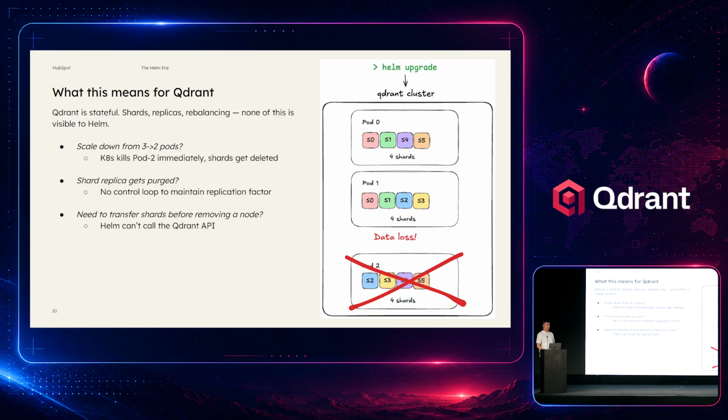Qdrant is stateful. It has shards, replicas, rebalancing, and none of this is visible to Helm. If you consider a use case such as scaling down from 3 to 2 pods, which is actually shown in our diagram, Kubernetes will just kill pod 2 immediately, and shards get deleted. If a shard replica gets purged, there's no control loop to maintain the replication factor. And if you need to transfer shards before removing a node, Helm can't call the Qdrant API to do that.